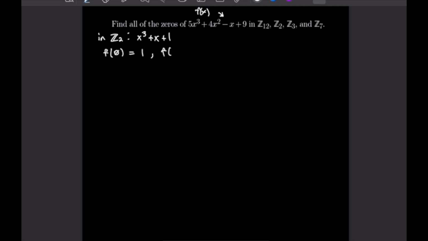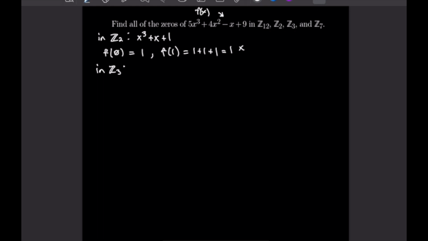And then f of 1, well, for f of 1, we're going to get 1 plus 1 plus 1. But 1 plus 1 is 0, and that will leave us with a 1. So there are no zeros in Z2 in this case. Next, let's move on to Z3.